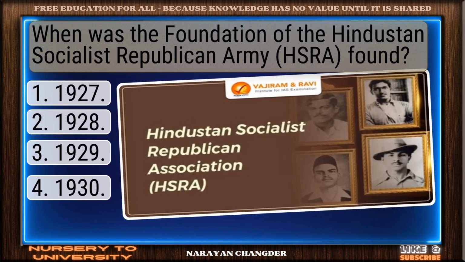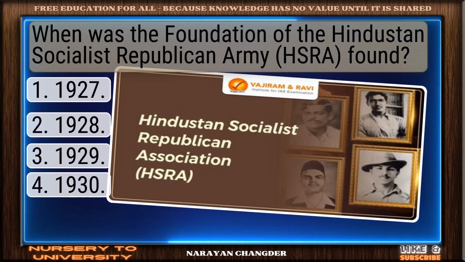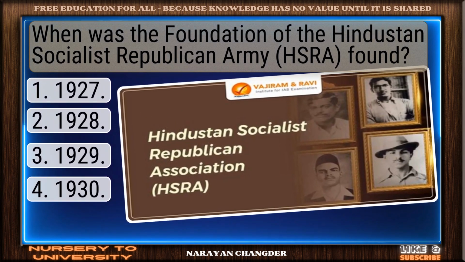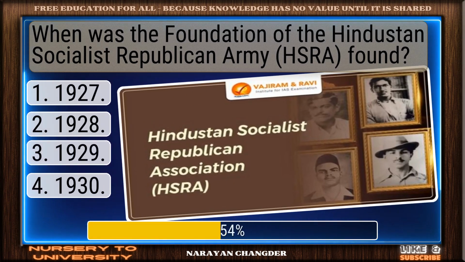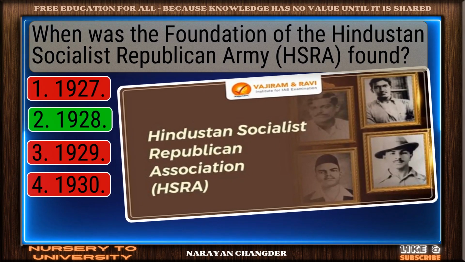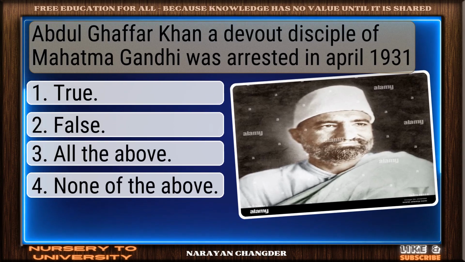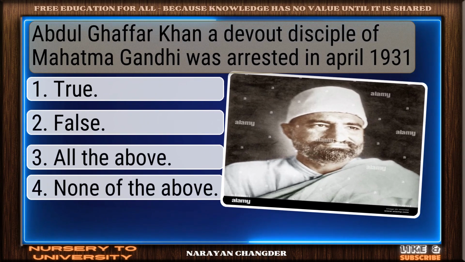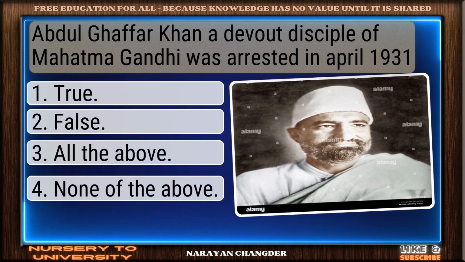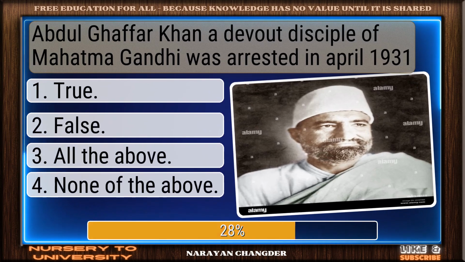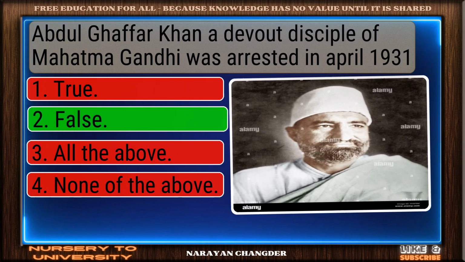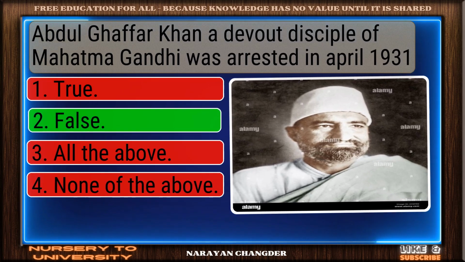When was the Hindustan Socialist Republican Army founded? Nice work. 1928 fits perfectly. Abdul Ghaffar Khan, a devout disciple of Mahatma Gandhi, was arrested in April 1931. Well done. False is right.